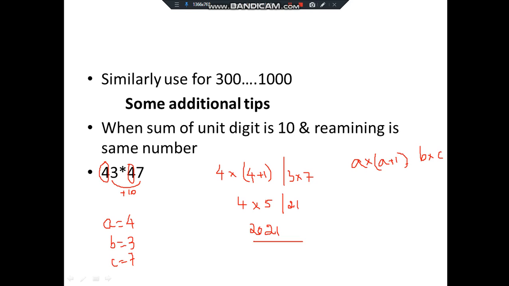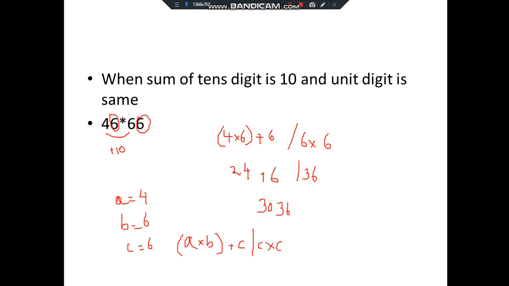Here the vice versa, that is, the sum of the 10's digits is 10 and the unit digit is the same. See, the unit digit is 6 and the 10's digits when you add, you get 10. In that case, what you have to do first is the unit digit 6 into 6, keep it separately: 36. Now 4 into 6, that is the 10's digit, 4 into 6 plus that common term 6. This is how you have to do it here. So 24 plus 6 is 30, and the other side is 36. So 3036.